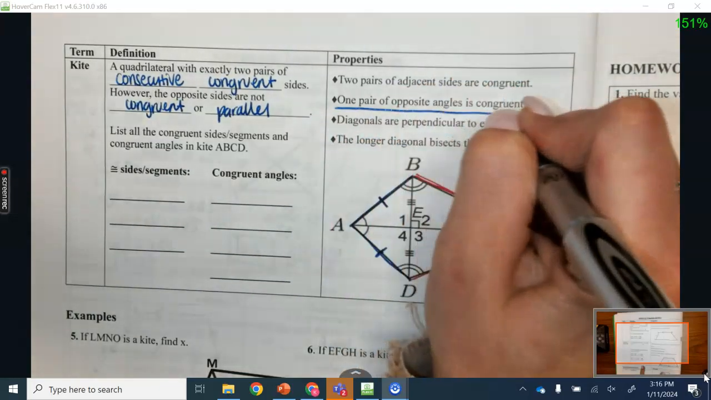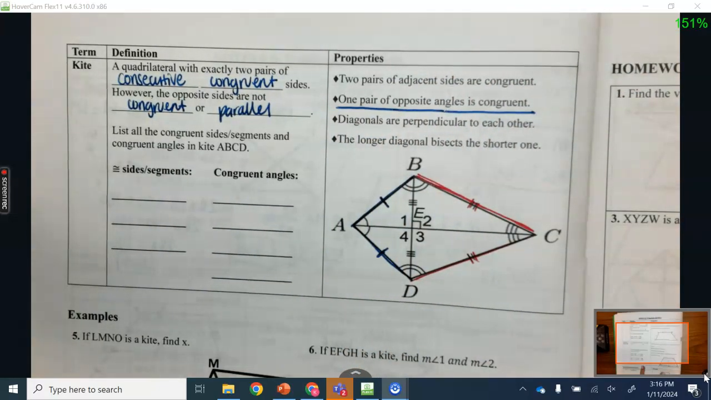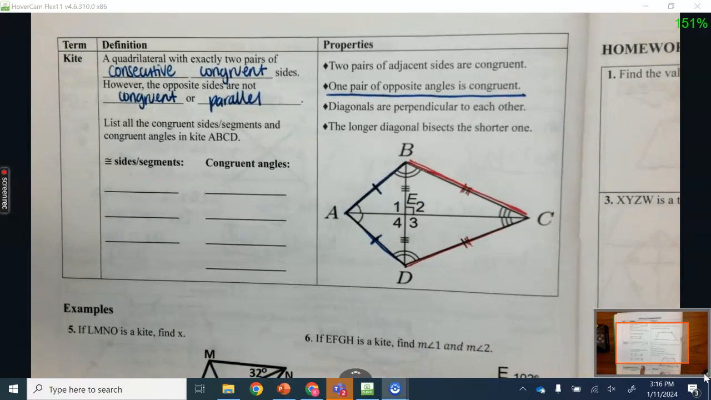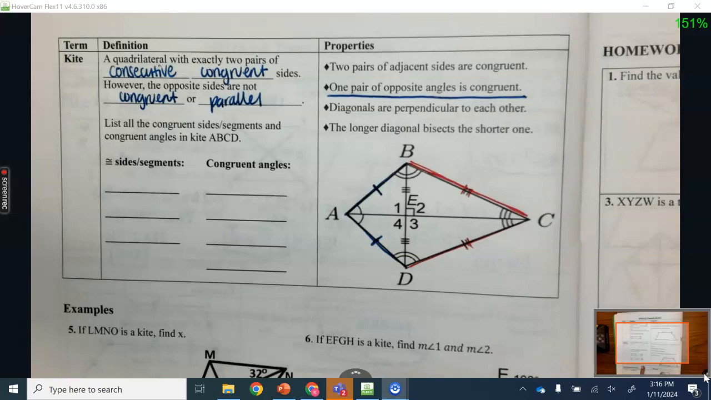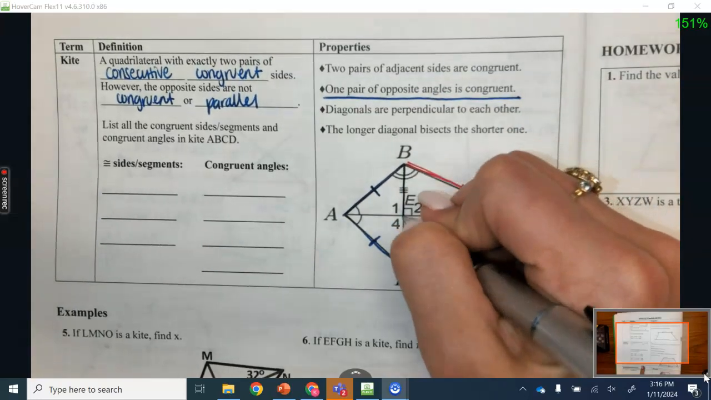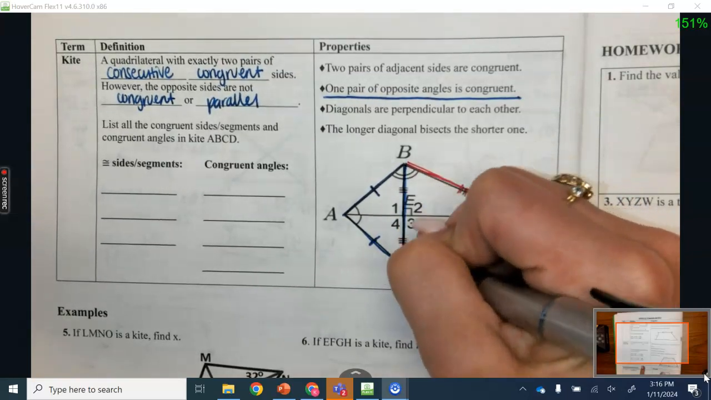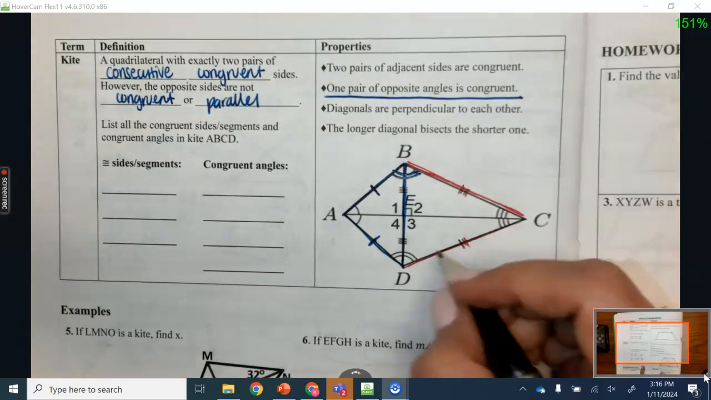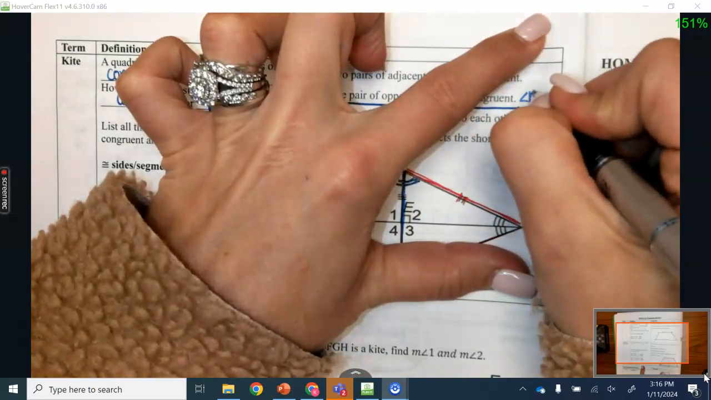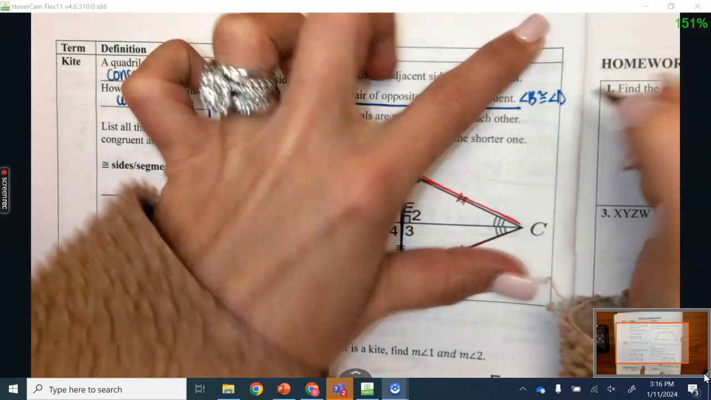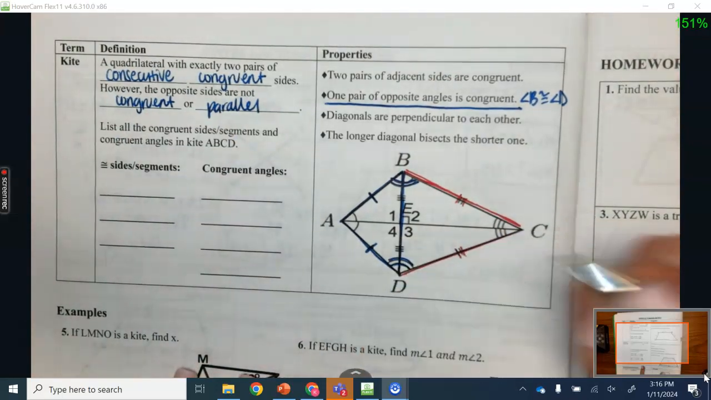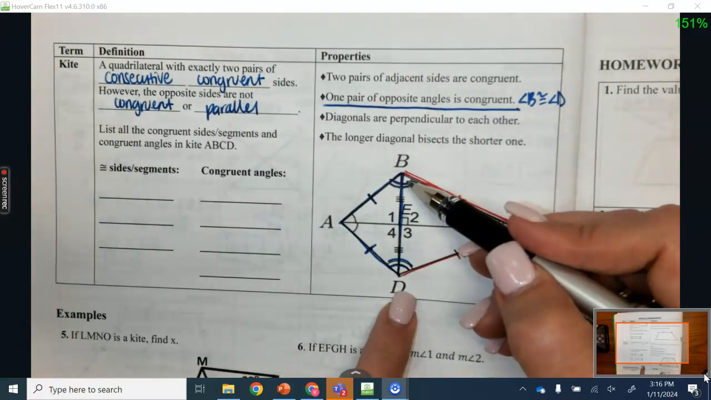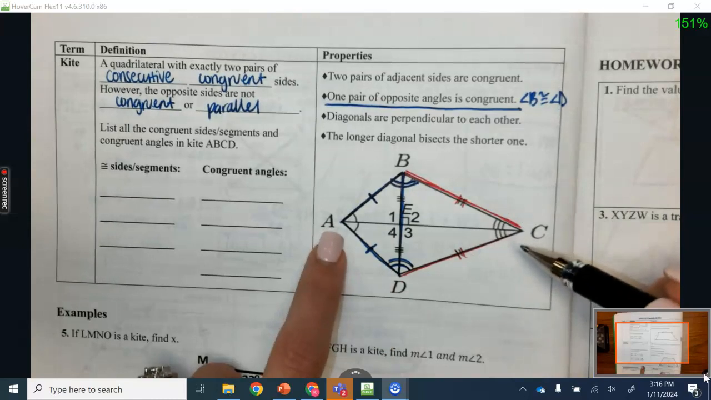All right, so the figure looks a little confusing, right? It's got a lot going on. There's 1 pair of opposite angles that are congruent, and it's always on the shorter diagonal. Okay, the shorter diagonal has the pair of opposite angles that are congruent. Angle B from this figure is congruent to angle D. Okay, that's my pair of opposite angles that are congruent. A and C are not congruent.